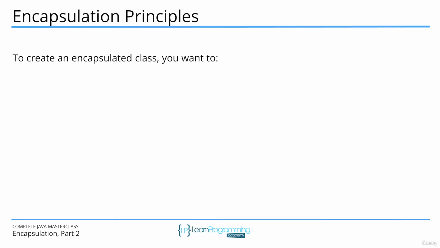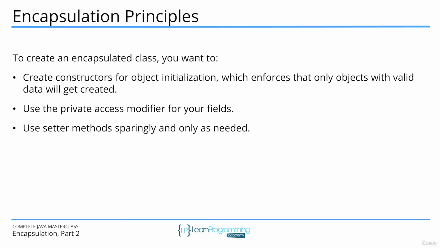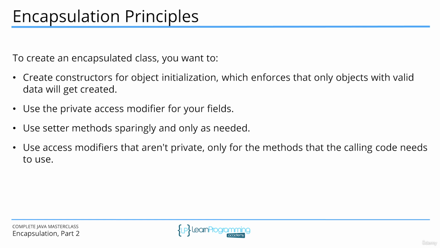To create an encapsulated class, you want to create constructors for object initialization, which enforces that only objects with valid data will get created. Use the private access modifier for your fields. Use setter methods sparingly and only as needed. Use access modifiers that aren't private only for the methods that the calling code needs to use. You definitely don't want to be creating code like the player class from the previous video where I created public fields. In the majority of cases, you don't want to give access to other classes because, as you saw, it's more work to make those changes when you change a field name.